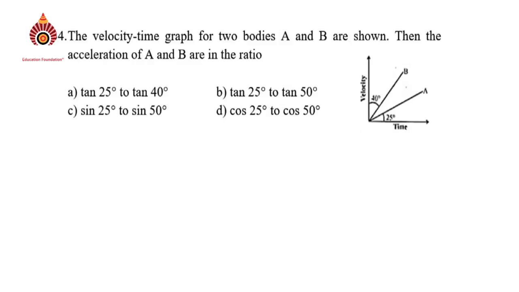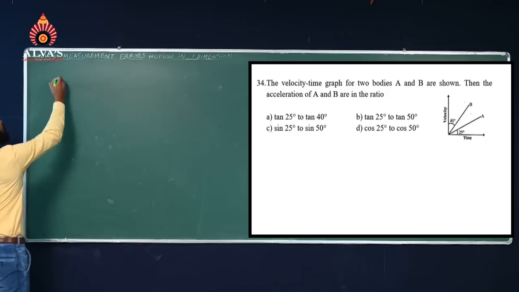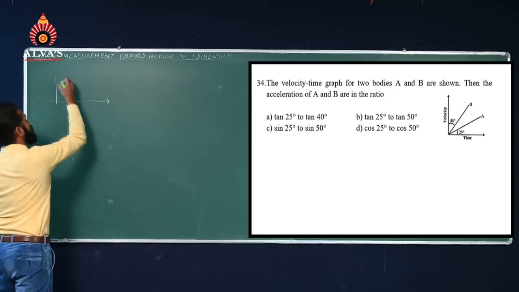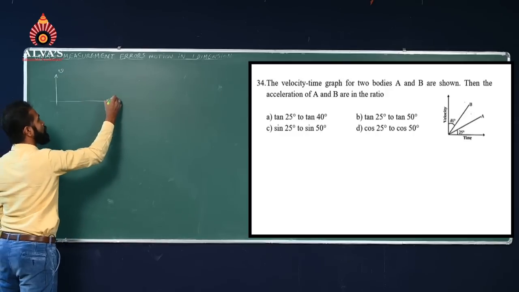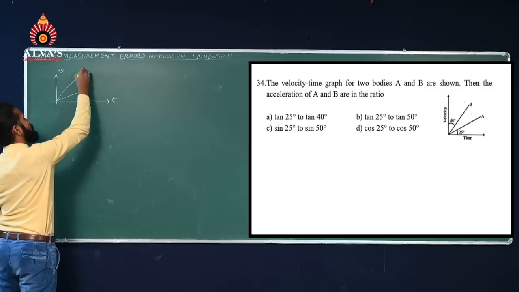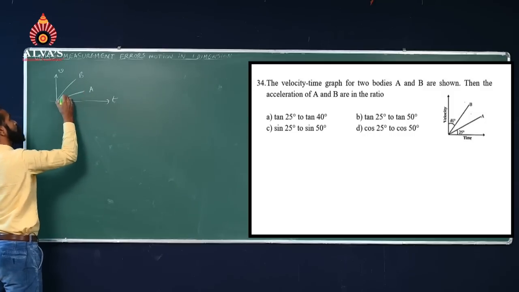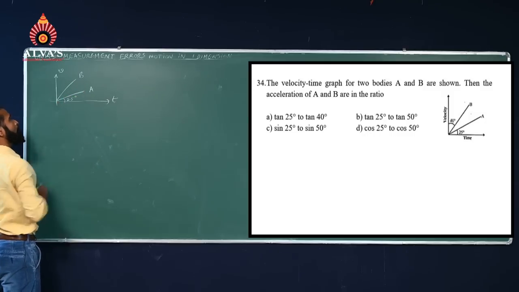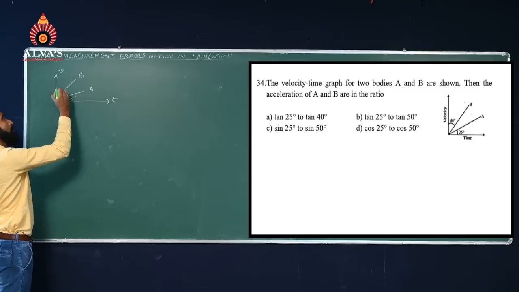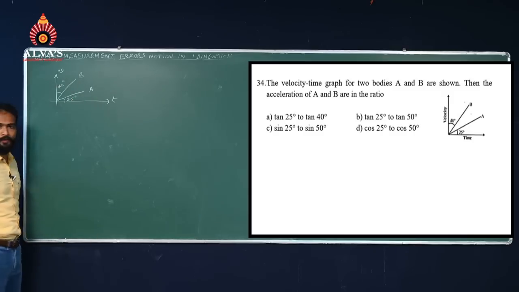Moving on to question 34. The velocity time graph for two bodies A and B are as shown. Then the acceleration of A and acceleration of B are in the ratio. So the given graph is a v-t graph and there are two straight lines B and A. This makes an angle of 25 degrees with the time axis, and this straight line makes an angle of 40 degrees with the velocity axis.